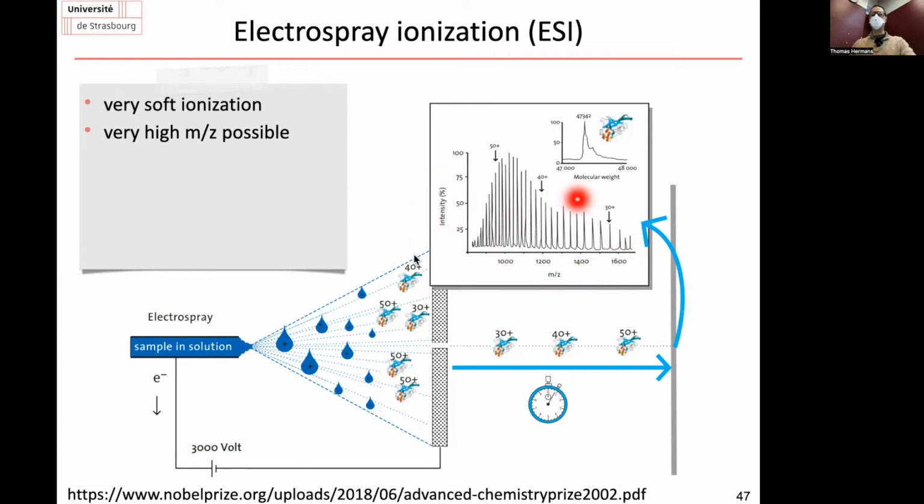With modern software, you can take this whole very complicated M over Z spectrum, which is basically redundant, the same peak over and over again, and deconvolute it into a single peak, which then gives the molecular weight. That's called deconvolution. In the end, after I deconvolute, I just have one nice peak, which is the molecular weight of my whole protein.